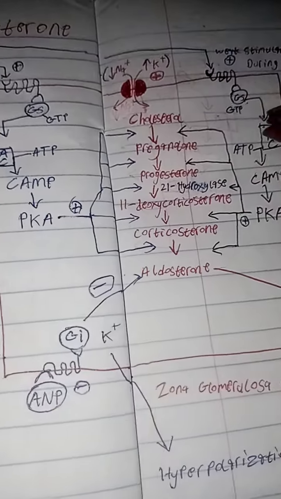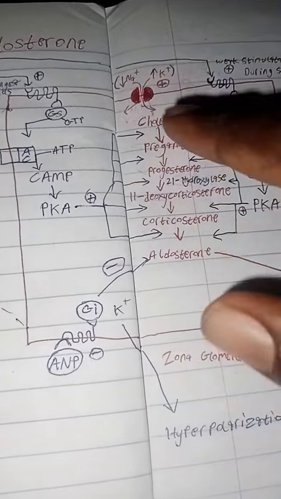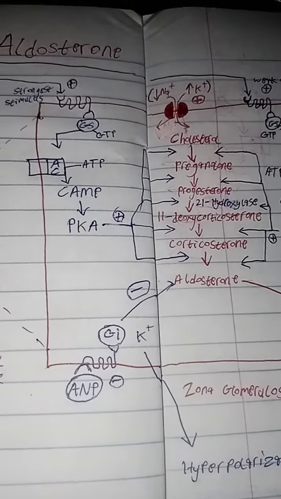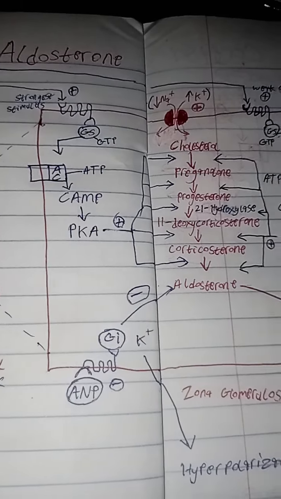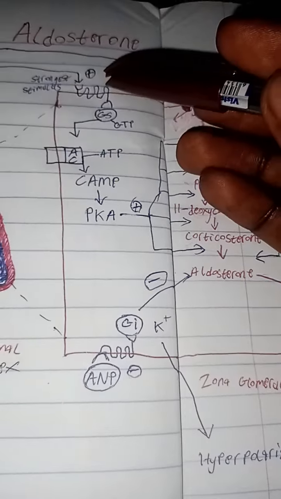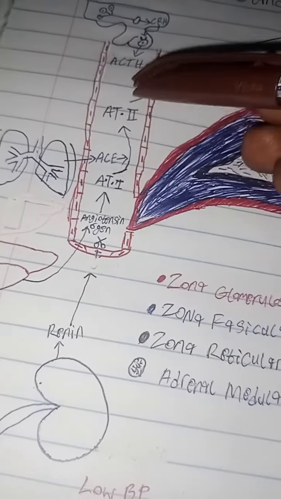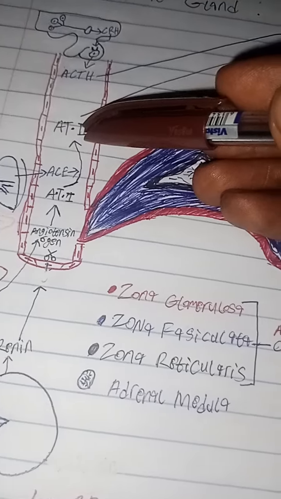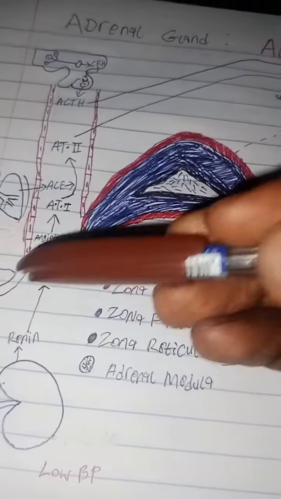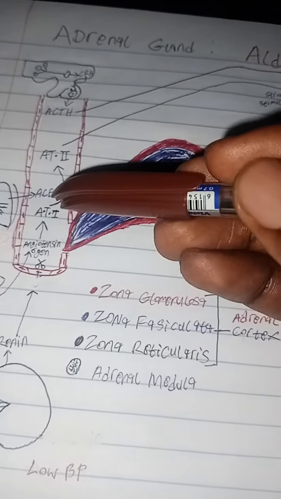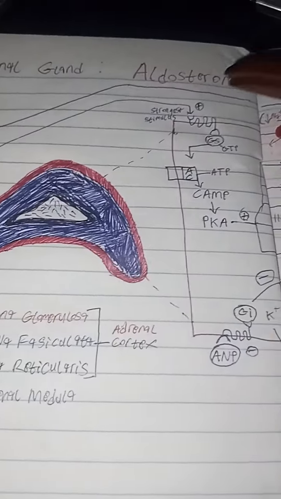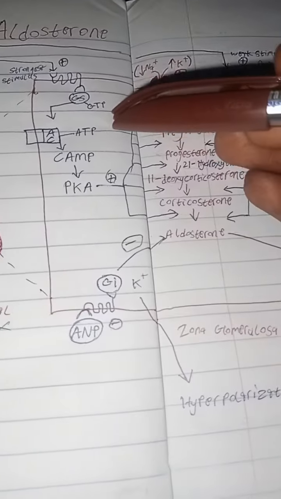Now, zoomed in to the cell of the zona glomerulosa, it has three stimuli for the production of aldosterone. The strongest stimulus is AT2, angiotensin 2. Now remember the RAAS system: renin to angiotensinogen to angiotensin 1, ACE enzyme to angiotensin 2. Now this is the strongest stimulus for this process.